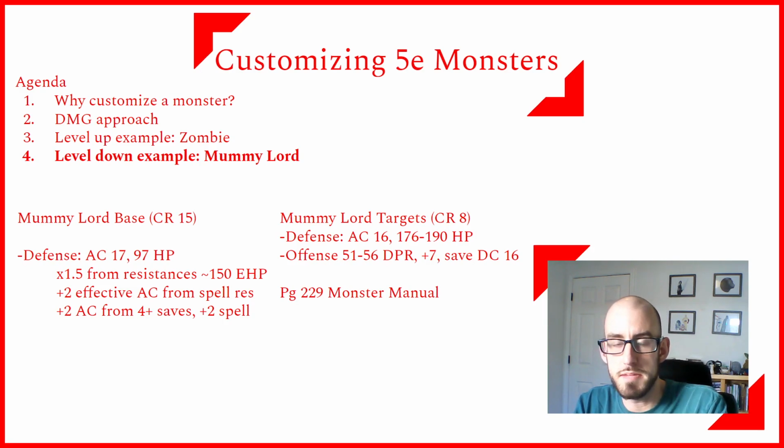They have the magic resistance feature, and the table on page 280 says this adds 2 effective armor class. And then they have another effective +2 armor class from having 4 or more saving throw proficiencies.